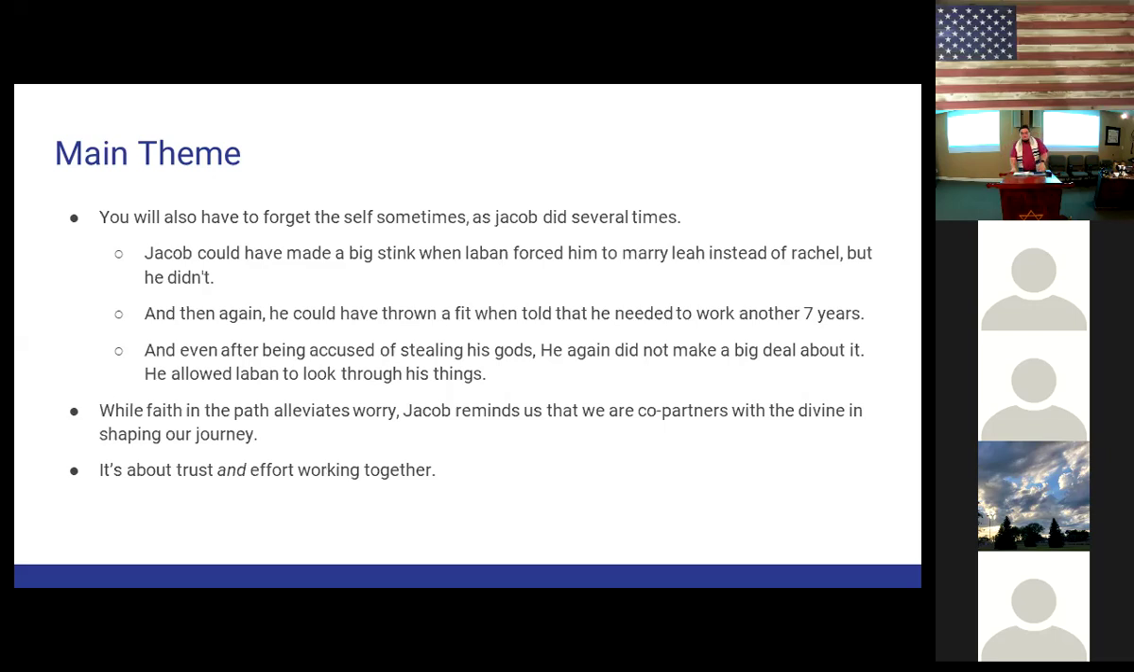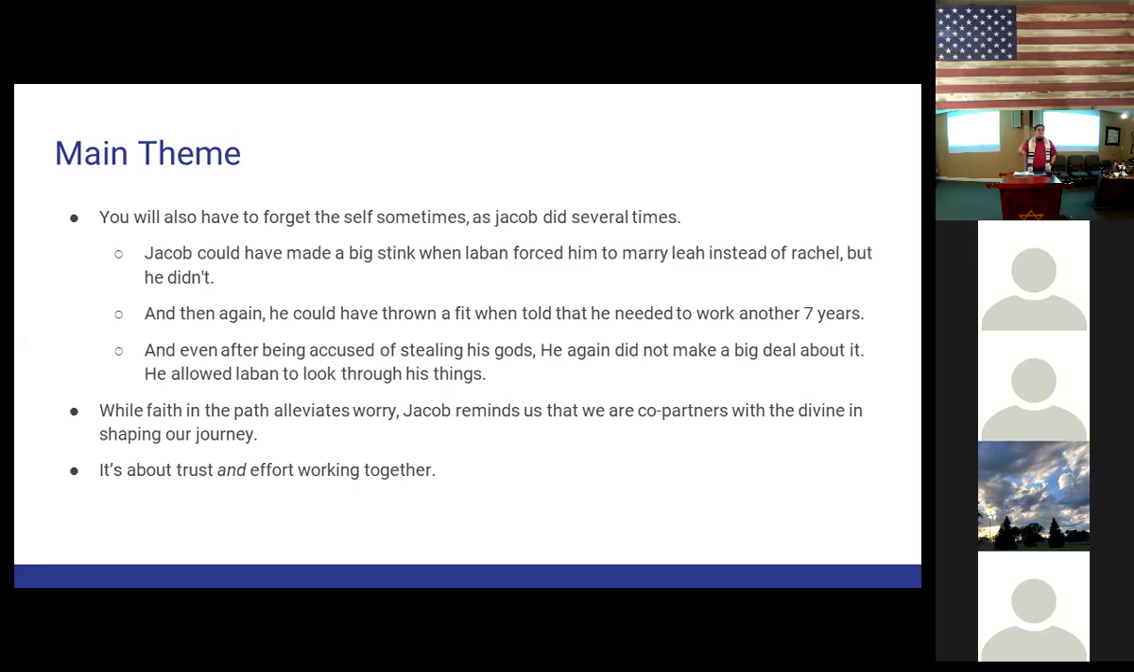So you also have to forget the self sometimes, as Jacob had to do several times throughout the portion. He could have made a big deal about having to marry Leah instead of wanting to marry Rachel. And he could have just said, I'm out. I'm done with this. And he didn't. He could have thrown a fit when he needed to work another 7 years, saying, hey, I've already worked for you 7 years. What's this deal about me having to work another 7?